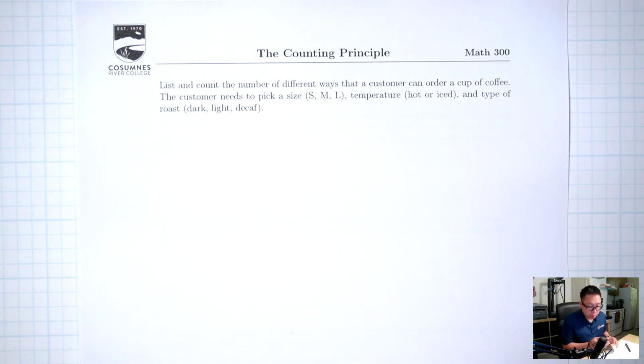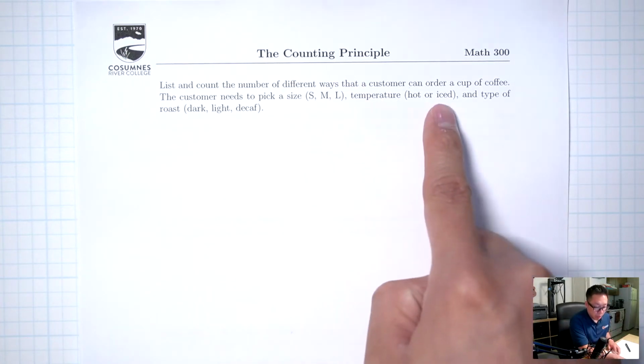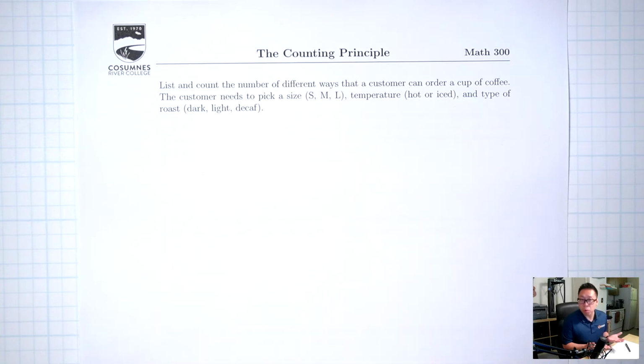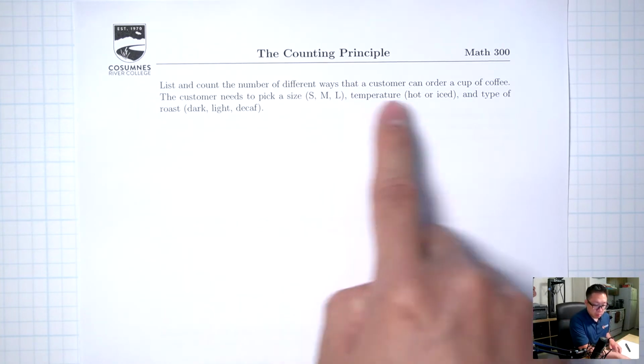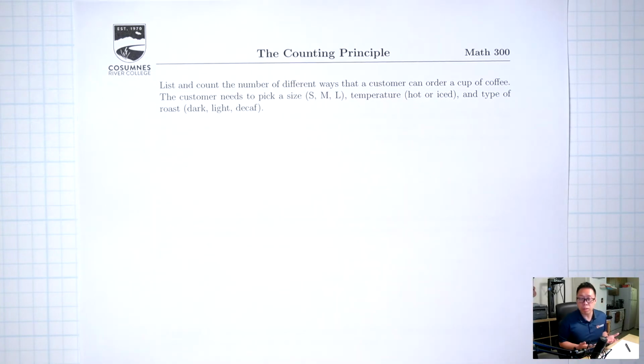So one way is you can go small, iced, light. That's one way. What's another way? You can pick medium, hot, dark. That's another way you can order this cup of coffee. And what I want to do here is list out all the possible ways that I can order this cup of coffee. And I want to do it in a way that's organized.